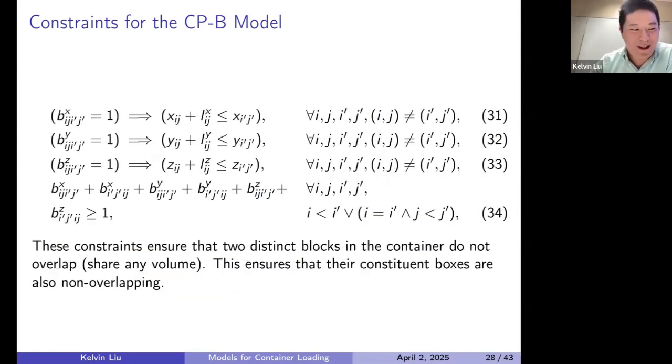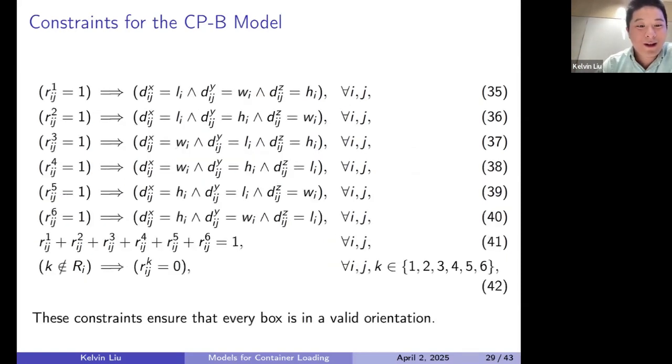We also need to make sure that any two blocks do not overlap. If two blocks overlap, then there will be two boxes that are overlapping. So it's important to make sure that they don't overlap. Okay, so as with the CPA model, we need these constraints. In this case, we're using L instead of D here because L is the dimension of the blocks.